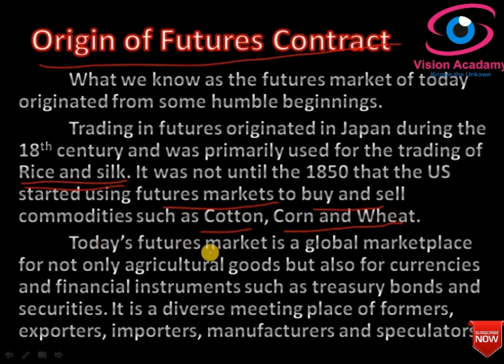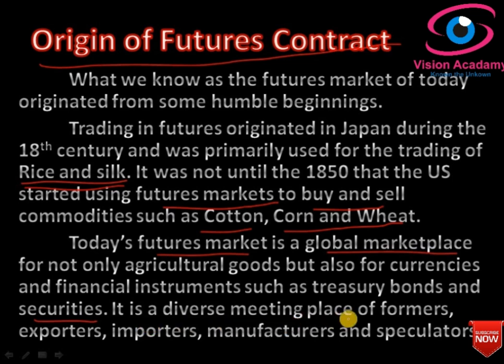Now if you look at the futures market globally, it is a global market not only for agricultural goods such as cotton, corn, wheat and many other things, but also for currencies and financial instruments such as treasury bonds, most securities, and maybe the bullion market and foreign exchange market. Many more markets have come to depend on futures contracts. So it is a global marketplace now, with a wide range of investors and brokers, and many exchanges.